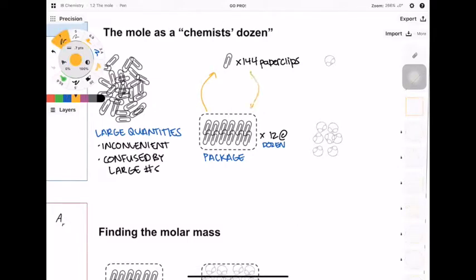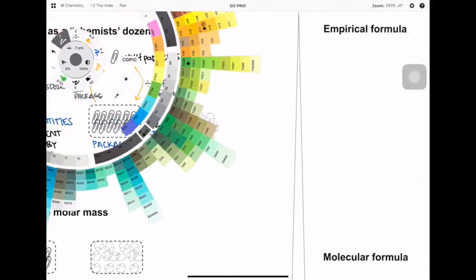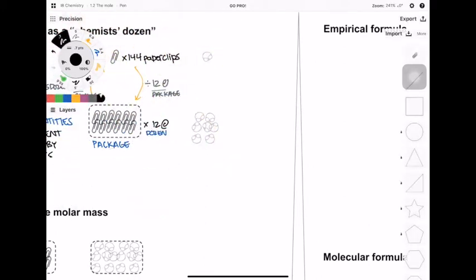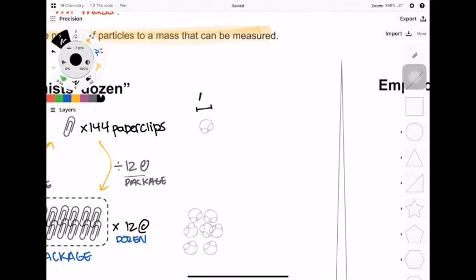And again, we can call this package a dozen. That's just the name for 12 of something. To figure out how many paper clips we have, we could divide the number of paper clips by the package size, and that gives us a very easy number of packages. If we want to go back around, going from packages to individual paper clips, we would multiply that by 12.